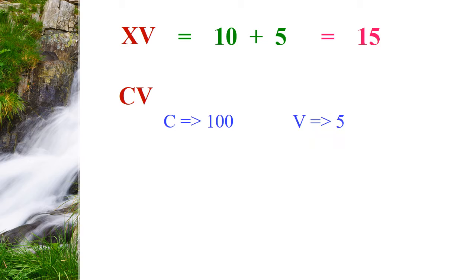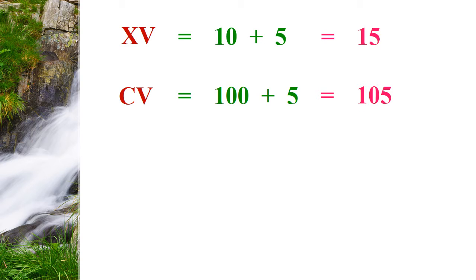Let's see some more examples. XV. Here X value is 10, V value is 5. So the larger number is before the smaller number, so we add the values. 10 plus 5, we get 15. Next one, CV. Here C value is 100, V value is 5. Here also the larger number is before the smaller number, so we add the numbers. 100 plus 5 equals 105.